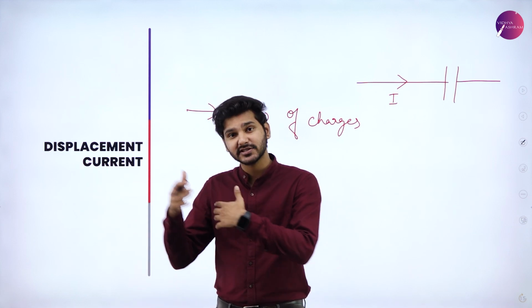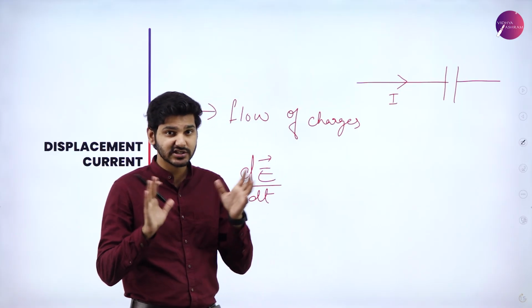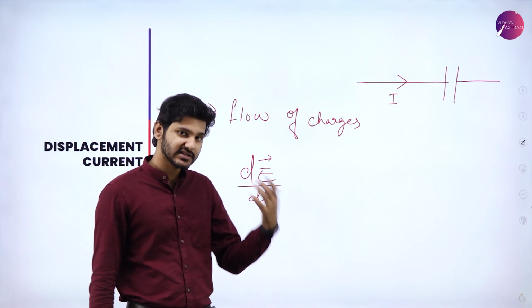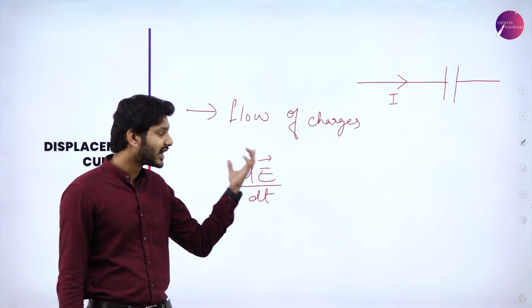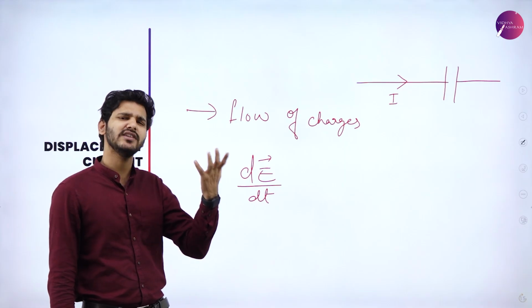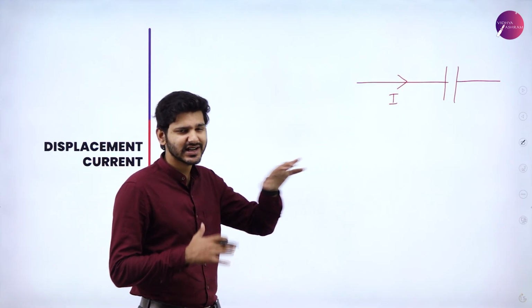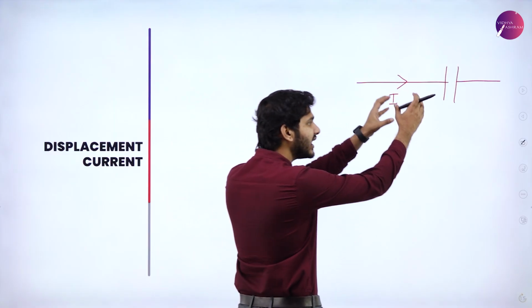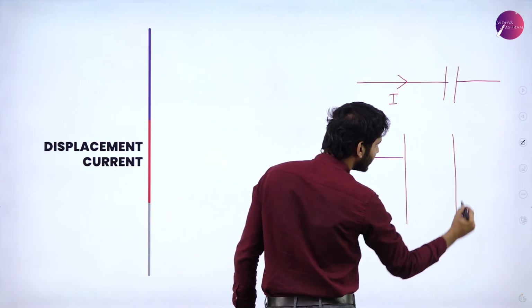It is not that current is being displaced, he just called that displacement current. So don't get confused by the name, it is current only, but here that particular current is produced by a time varying electrical field. So what exactly is happening inside that particular capacitor? Let's see. If I enlarge this particular capacitor, I can say this will be the capacitor.